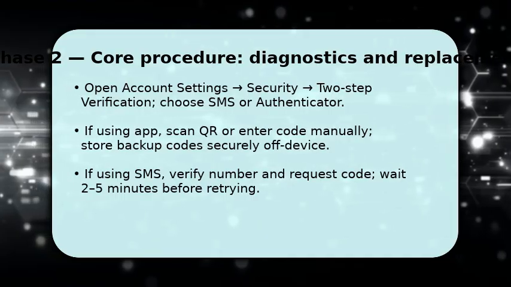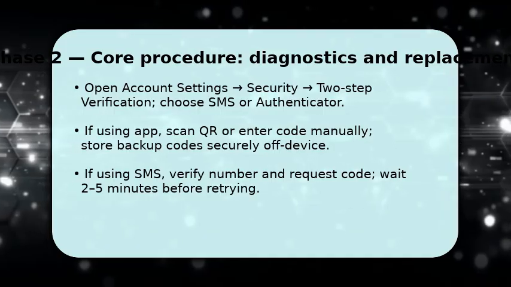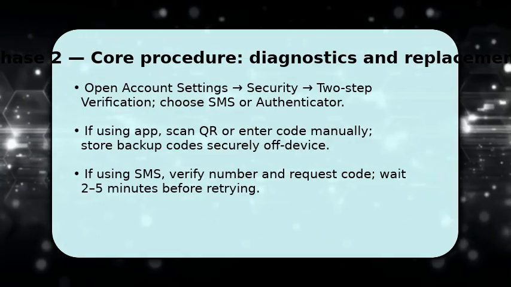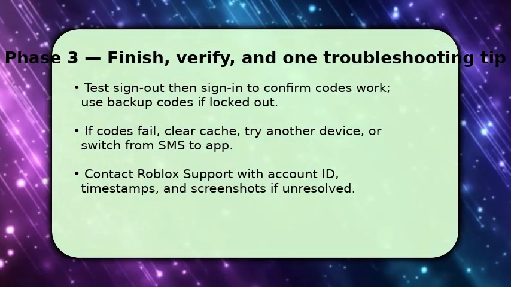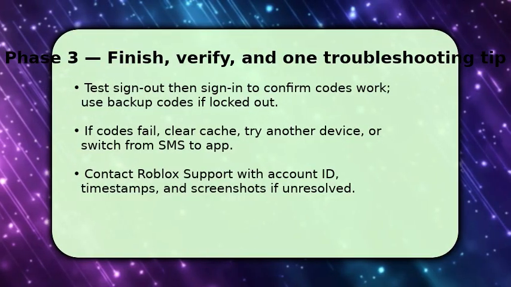If you choose SMS, carefully enter your phone number and request the code. Carrier delays mean you may need to wait 2 to 5 minutes before retrying. These steps link your device, so verification codes work properly. Finish by signing out and signing back in to confirm the codes are accepted. This verifies the flow end-to-end.